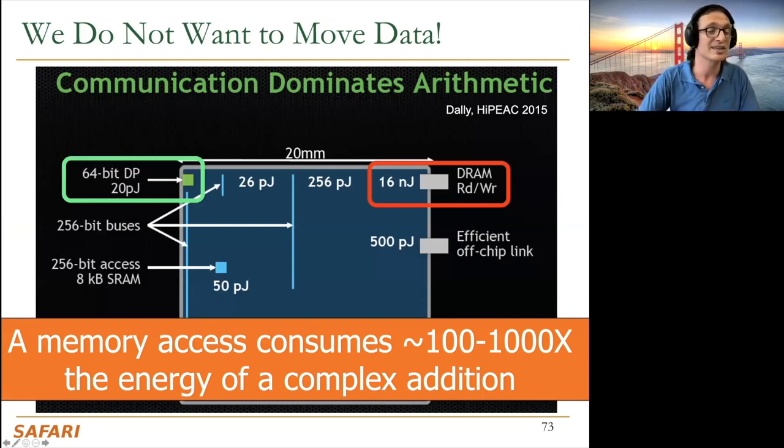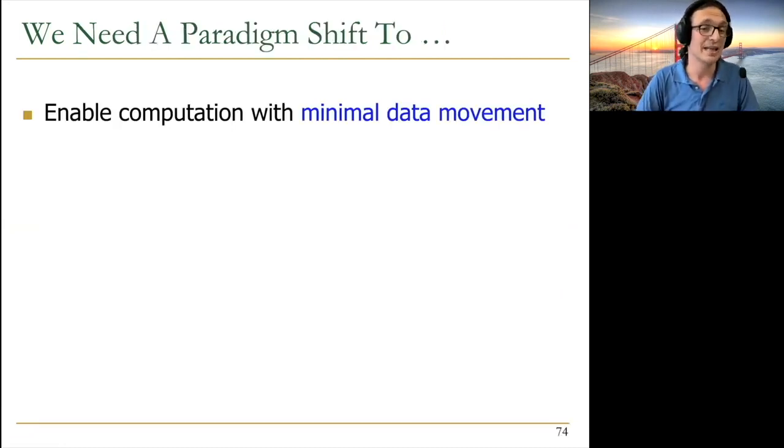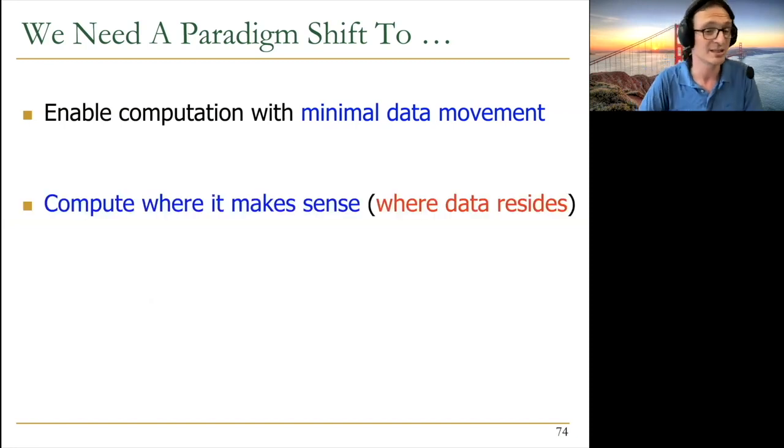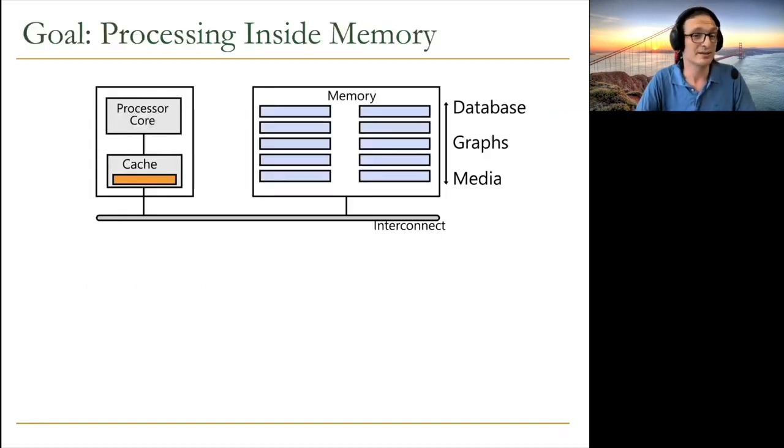Then the question is, how do we design a system that minimizes data movement? This is a paradigm shift. We want to enable computation with minimal data movement, compute where it makes sense, where data resides. It could be anywhere. It could be memory. It could be disk. It could be tape. It could be where the data is generated, in a genomics engine, for example, in a genome sequence analyzer. We want to make computing architectures more data-centric. And the goal is really processing inside memory.